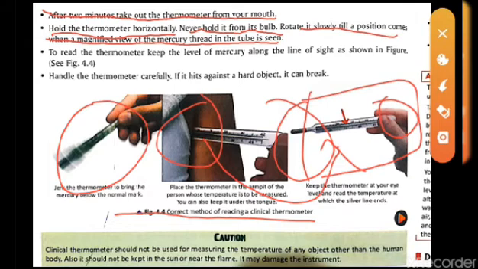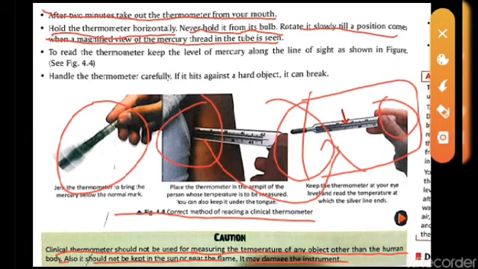So some caution is also given. A clinical thermometer should not be used for measuring the temperature of any object other than the human body. Also it should not be kept in the sun or near a flame, as it may damage the instrument. That means it is made just for human beings, not for anything else.